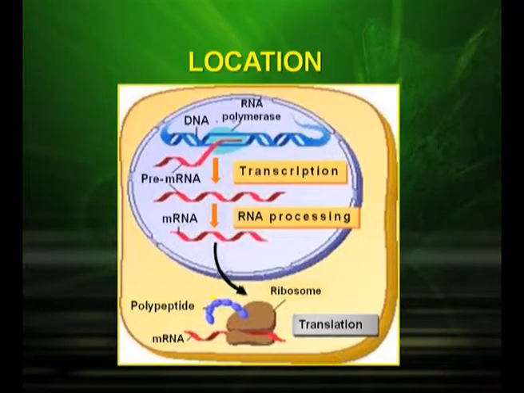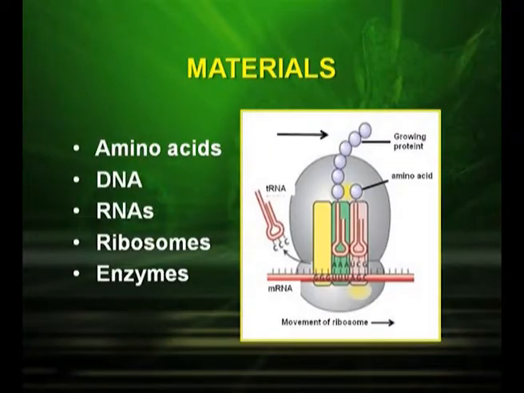Now, before we go into the details of the translation process, let us see where it takes place. You have already studied that transcription takes place inside the nucleus. The RNA processing takes place, and the protein formation, that is the translation process, takes place in the cytoplasm. That means the mRNA is transferred from the nucleus to the cytoplasm. The materials required for the translation process are, number 1, amino acids, which are the building blocks of the protein, then DNA, RNAs, ribosomes, and various enzymes.